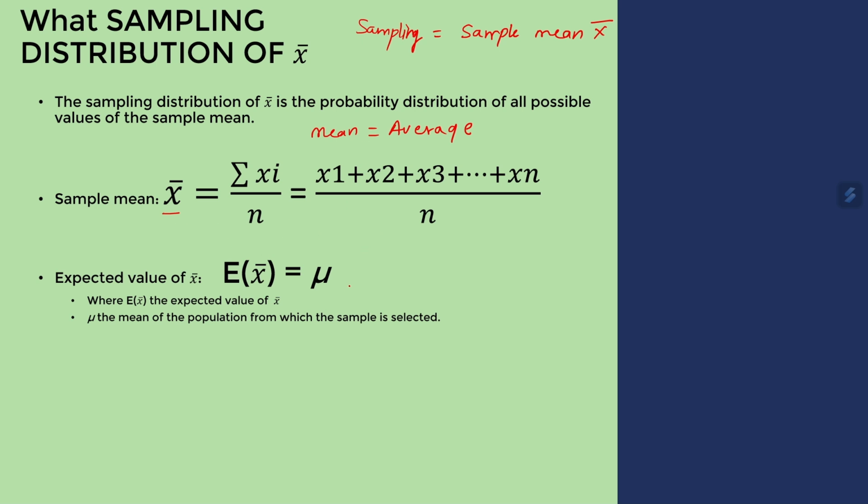Now sometimes what happens is we also call the expected value of x bar as mu. So if the sample mean is unknown in our case, then we take the population mean as the sample mean.